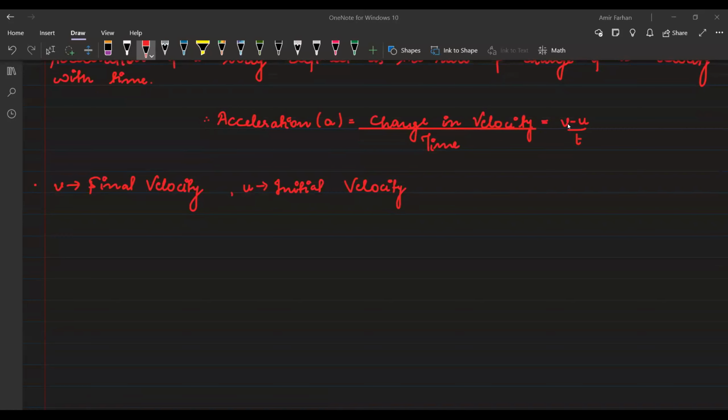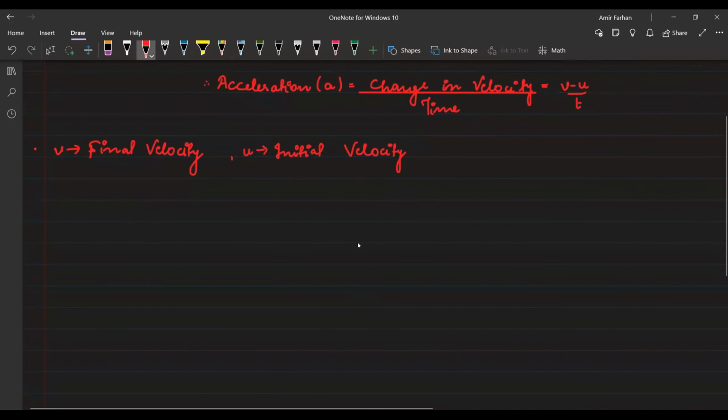Now let's talk about the properties of acceleration. What are the different things that we have to study about acceleration? The first thing is that acceleration is a vector quantity.